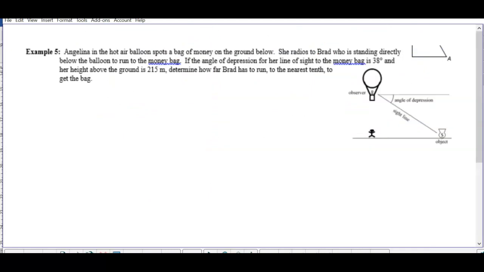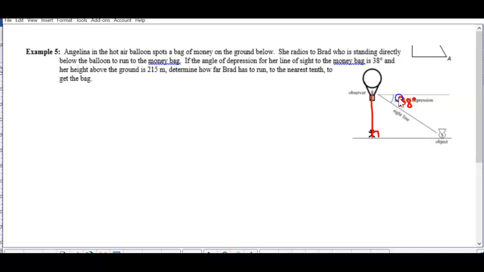So Angelina in the hot air balloon spots a bag of money on the ground below. She radios to Brad, who is standing directly below the balloon, to run to the money bag. If the angle of depression from her line of sight to the money bag is 38 degrees, we can label that for you. So that's 38 degrees. It's not in the triangle. So if we draw the triangle, the 38 is not in it.